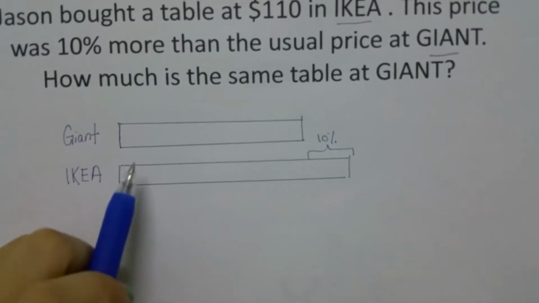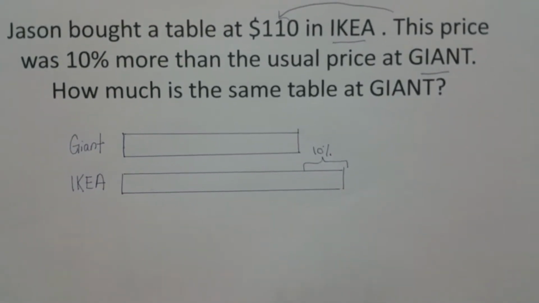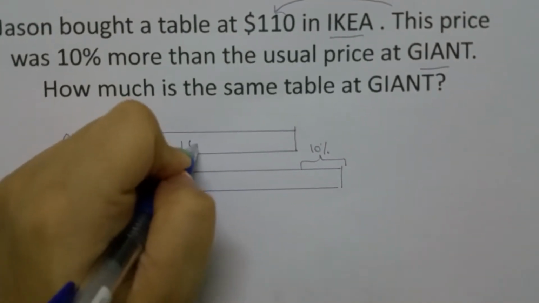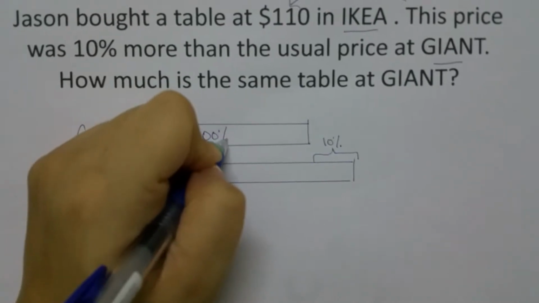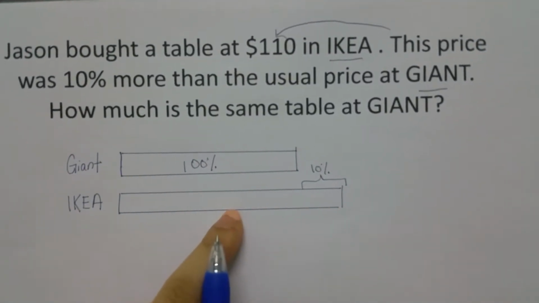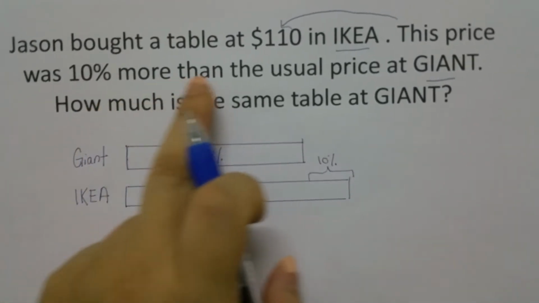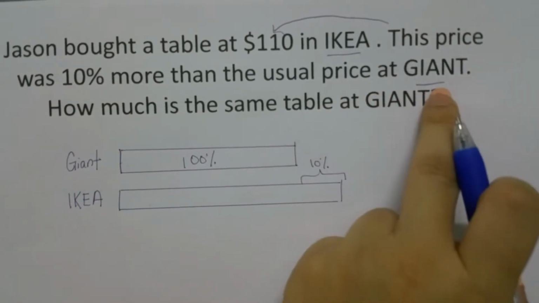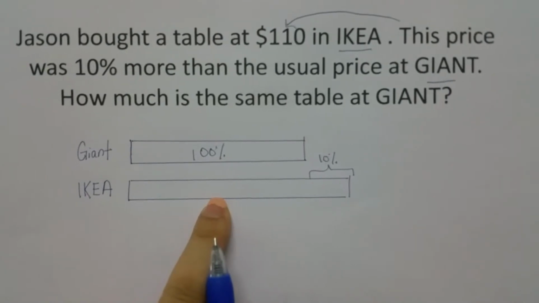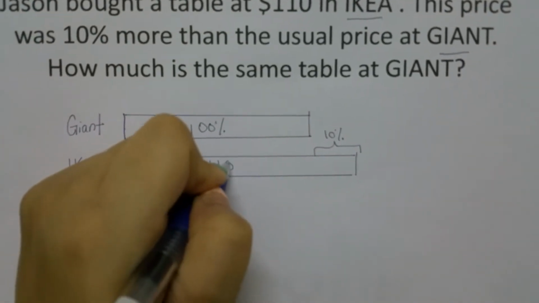10% more. So imagine if I were to start with Giant, how many percent do you think Giant is? So Giant's price is actually 100%. Right? Now, if Giant's price is 100% and IKEA's price is 10% more than the usual price at Giant, how many percent do you think IKEA has? Right, so IKEA actually has 110%.